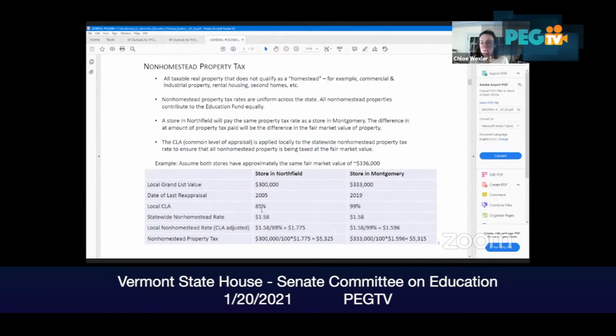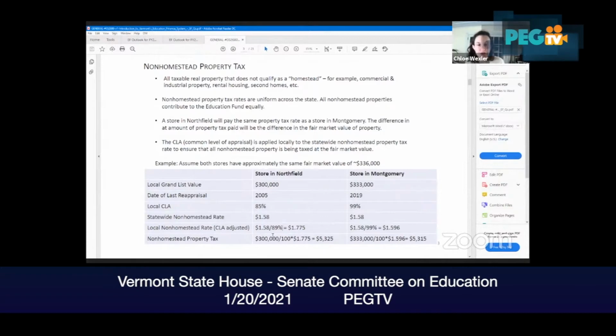So this is just setting the stage. We have these two properties. These are the two CLAs, and we are going to apply the same statewide non-homestead rate to both of those properties. But in order to account for the differences in when those properties were last appraised and the current fair market value, we need to adjust the tax rate that is applied to those parcels by the common level of appraisal, which gives us the local non-homestead tax rate. In the case of the store in Northfield, it is $1.77. And in the case of the store in Montgomery, it's $1.96, much closer to the statewide rate because their CLA is very close to fair market value.